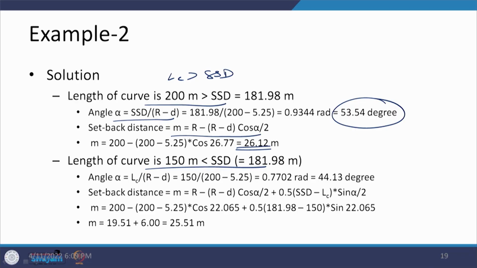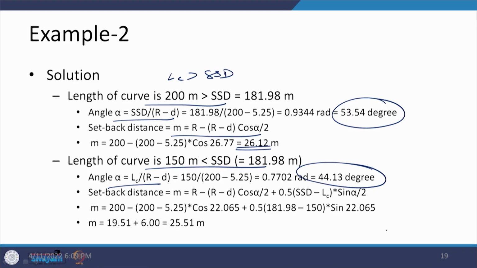When we talk about another case, when the LC is less than SSD, in this case alpha is going to be LC divided by r minus d. It is not a single lane case, it is a 2 lane case, that is why d is going to be there, and that gives us the angle as 44.13 degrees. So, the formula for finding the setback distance here is a bigger one, where r minus d and alpha, these are the two changes, and based on that what we get is 25.51 meters as the setback distance to be provided in this case. So, this is how you can calculate the setback distances and ensure safe visibility on any horizontal curve.